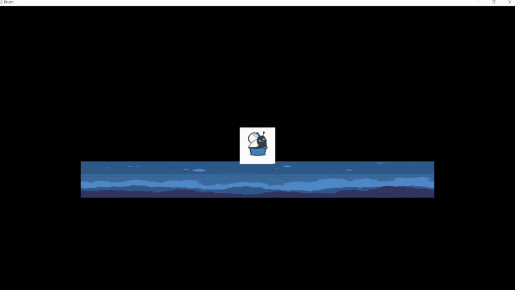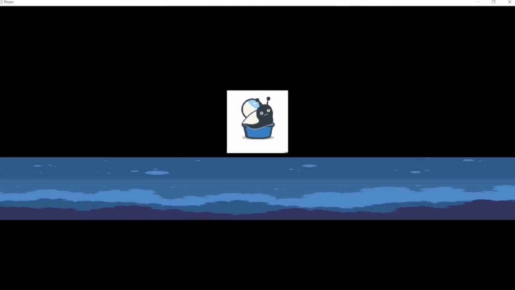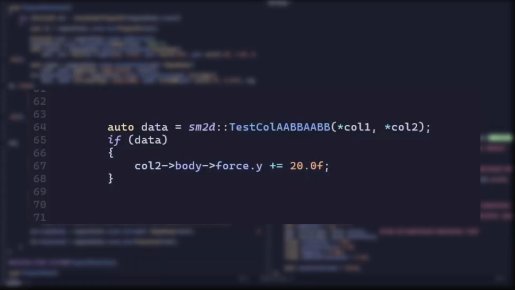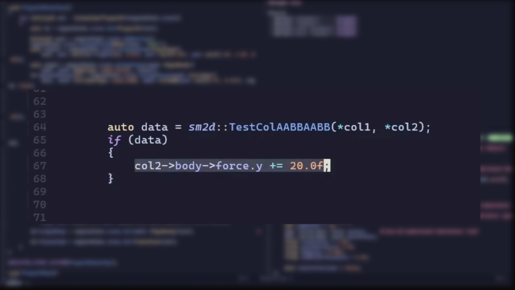And as you can see, it doesn't really look all that great. It kind of looks like we're floating in water. And the reason this is happening is because I implemented a sloppy solver that just pushes the body upwards whenever a collision is detected, since I haven't made an actual solver for now. But at least the collision detection works, which is great.